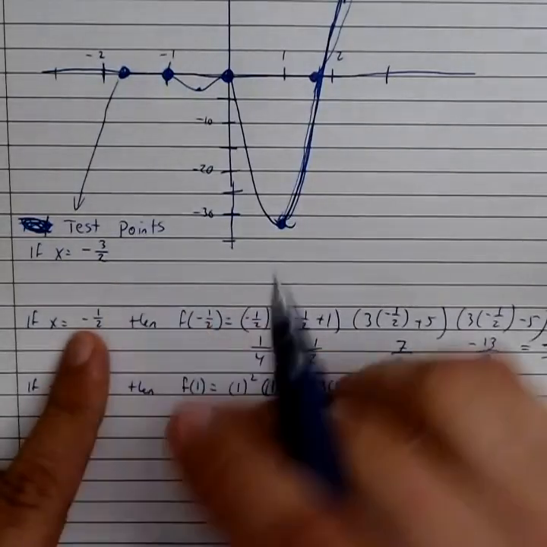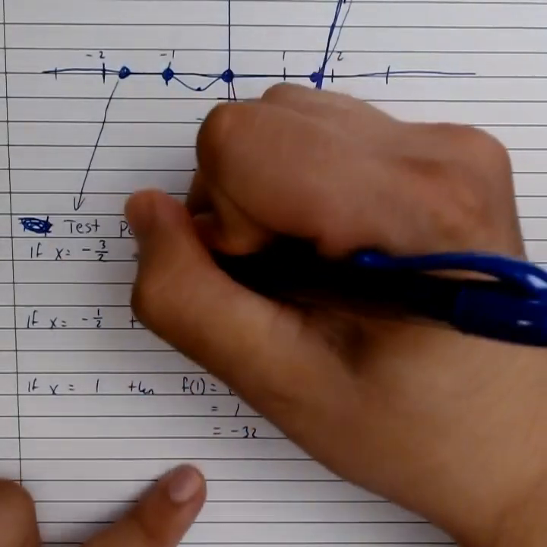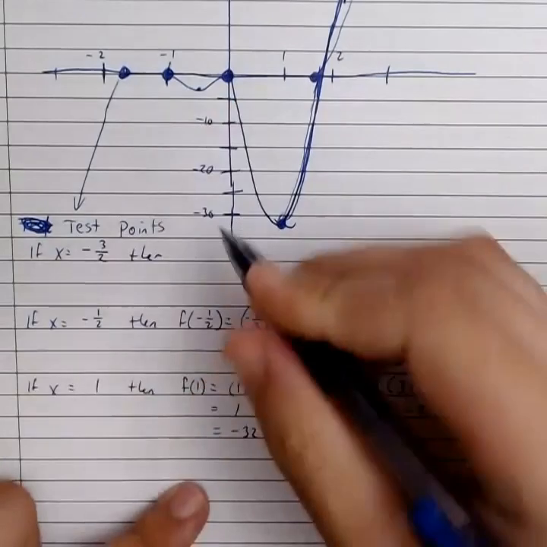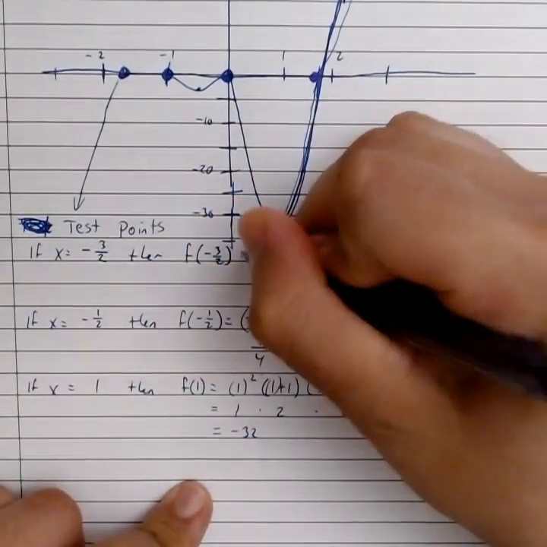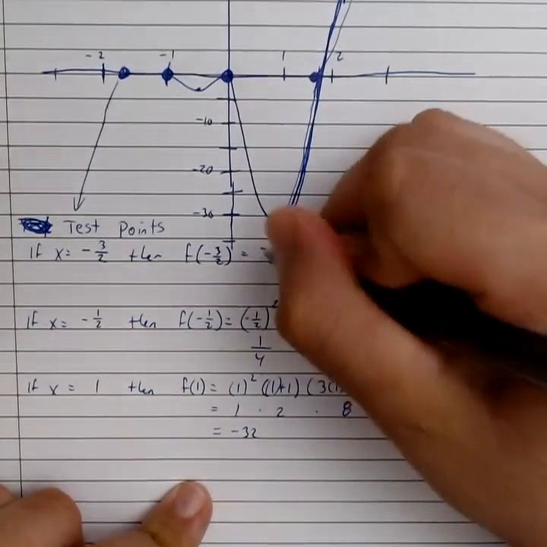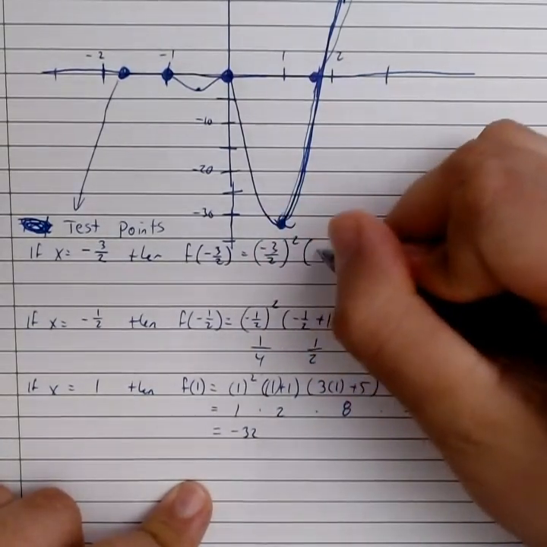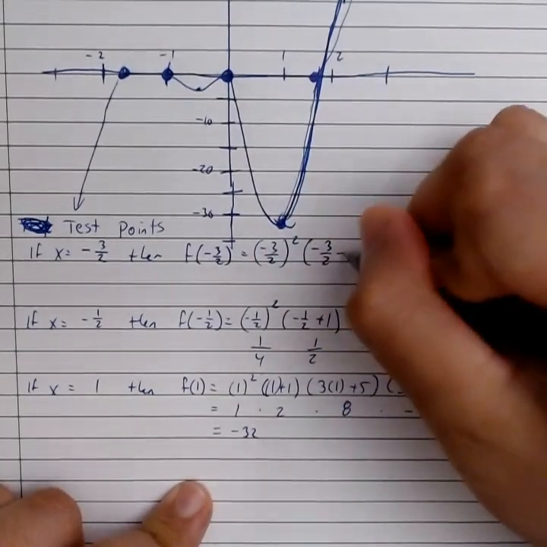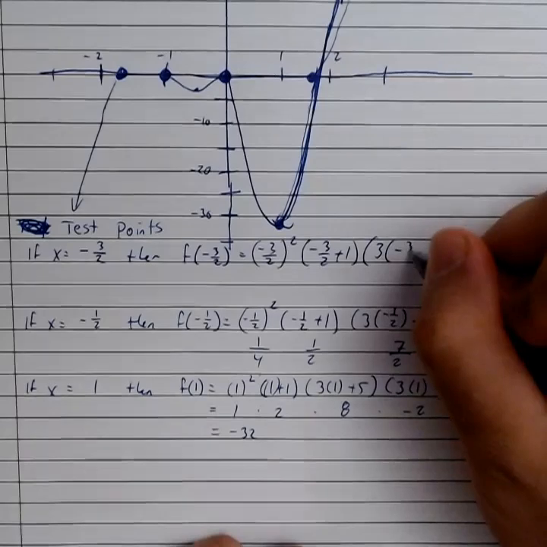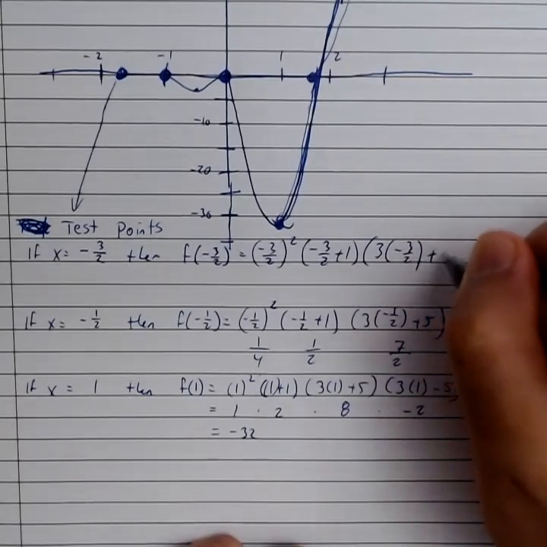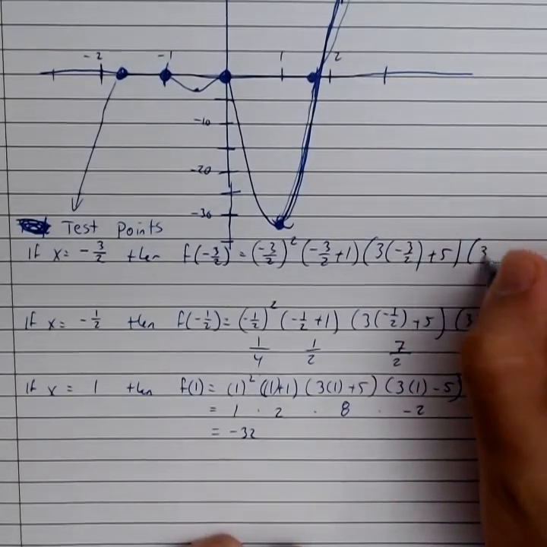And finally, this last one. I guess I'm running out of space here. Then f of negative 3 halves is equal to negative 3 halves squared times negative 3 halves plus 1 times 3 times negative 3 halves plus 5 times 3 times negative 3 halves minus 5.